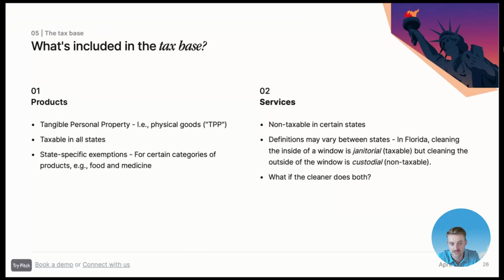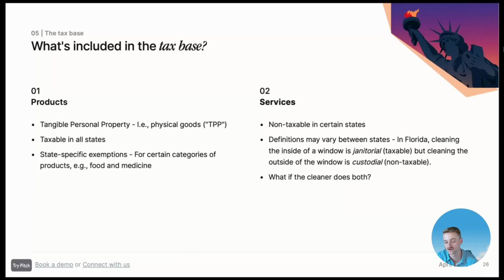So physical products are typically what we refer to in the industry as tangible personal property. This is just physical goods. All states tax TPP, which is the shorthand for tangible personal property, but there are state-specific exemptions for physical goods. So, for example, food, medicine, sort of wellness things that you would typically expect to be exempted or have a lower rate globally, we generally exempt those in the US as well. And these are very product specific.